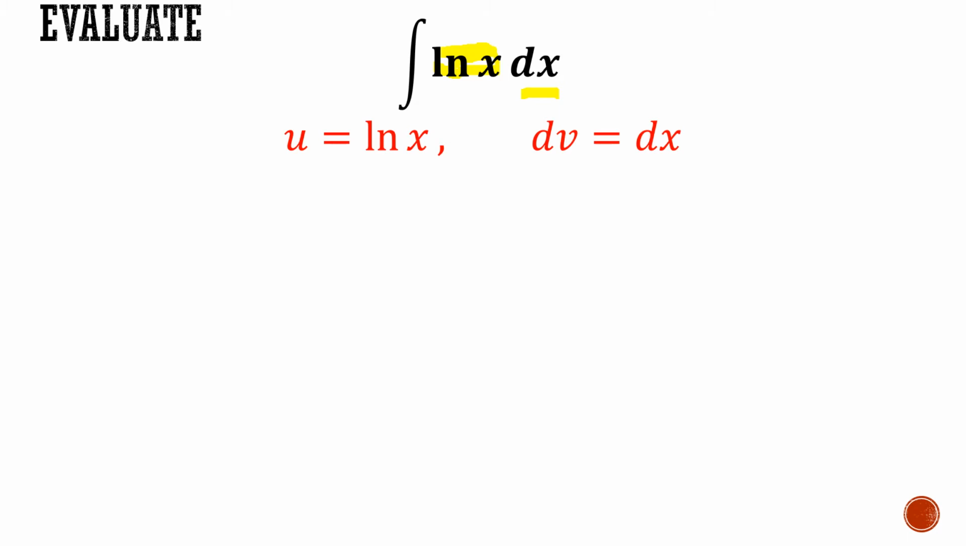Now when I take the derivative of u to get du, I'm going to get 1 over x, and I'm going to integrate dv to get v, which would be x. So du is 1 over x dx, and v is x.